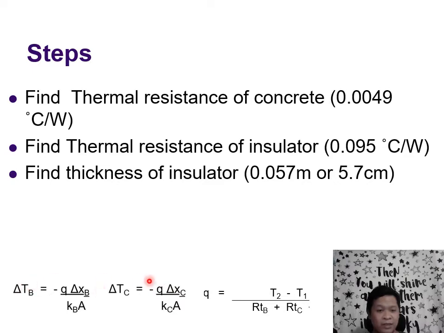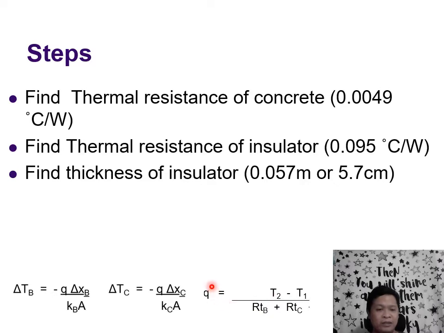Here, so for example, if this is concrete, halimbawa, so this is 300 watts, you have the thickness of 10 cm or 0.1 meters, you have the K value, and you have the area of 3 by 5 meters. So you can get the thermal resistance of concrete. Then you can plug it here, no? Since dalawa lang yung layers mo. And you know the delta T and the Q. You can use that to find out the thermal resistance of your insulator.